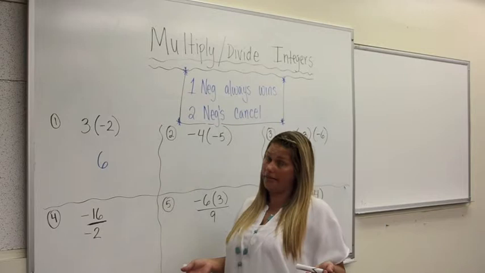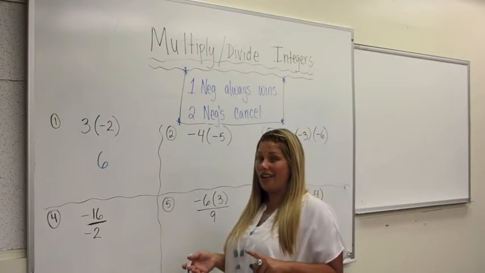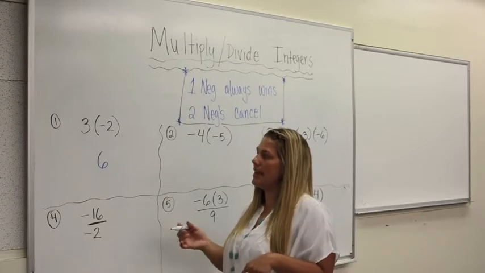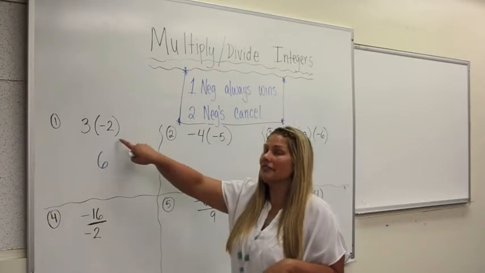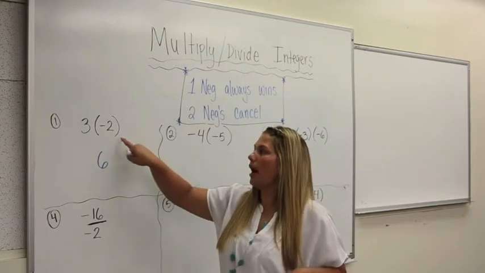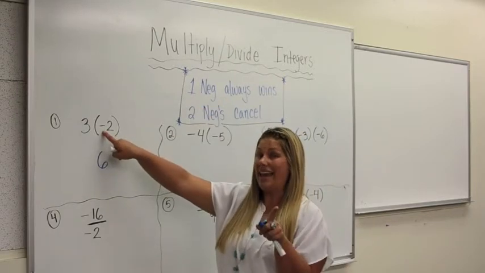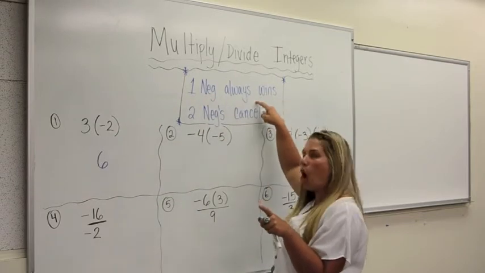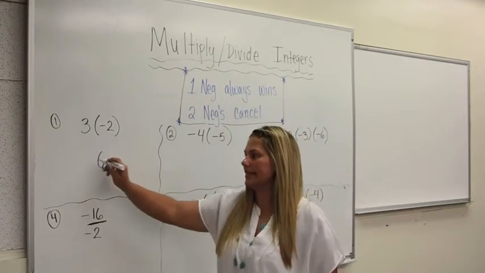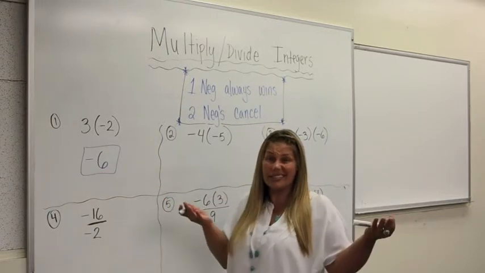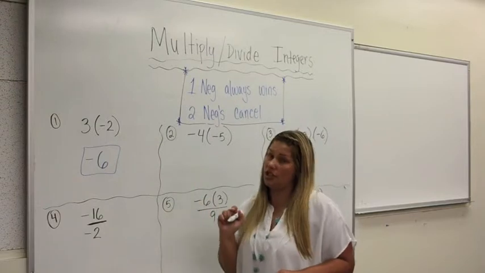That's the easy part. But now I need to figure out, is my total answer going to be a positive or is it going to be a negative? Well, all I have to do, remember, is count how many negatives I have. In this whole problem, I have 1 negative. And going back to the rule, 1 negative always wins. So all that means is that 6 has to be negative. That's it for multiplying integers.